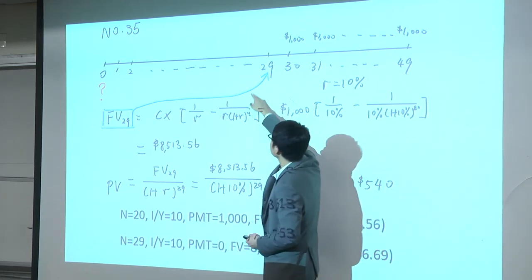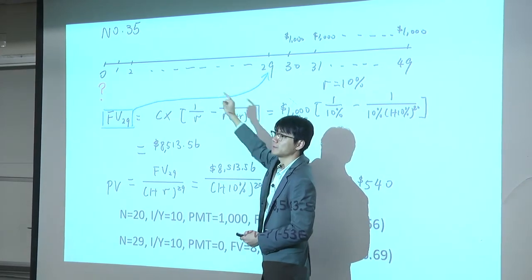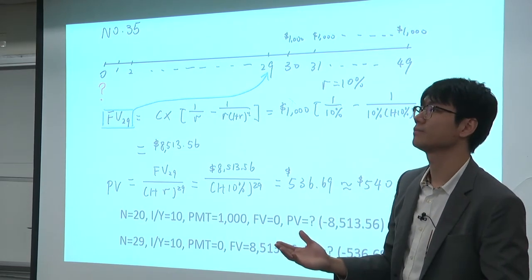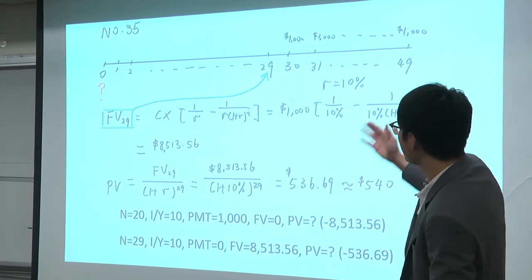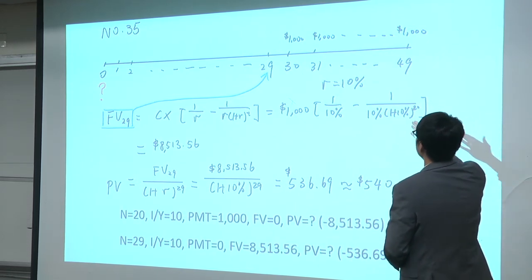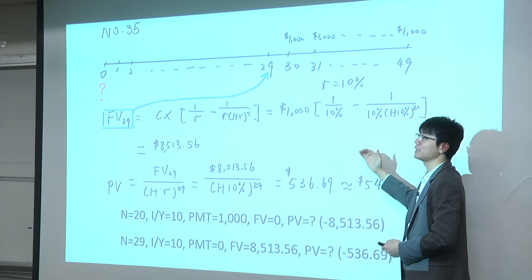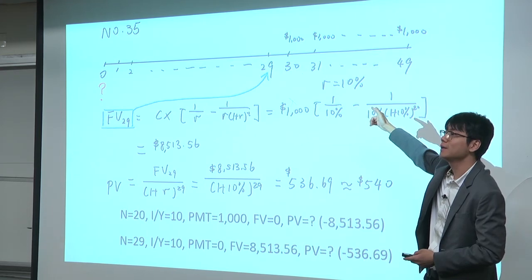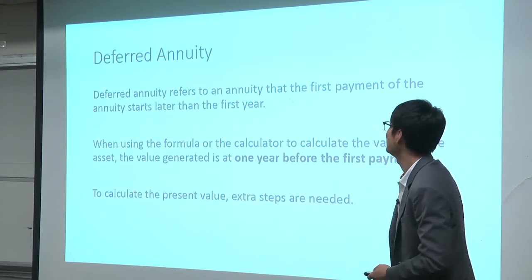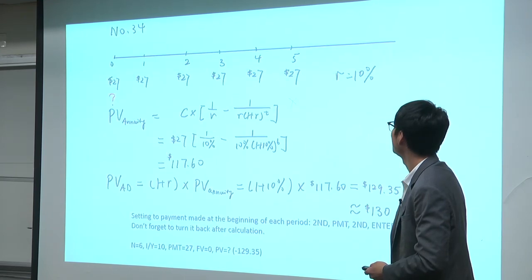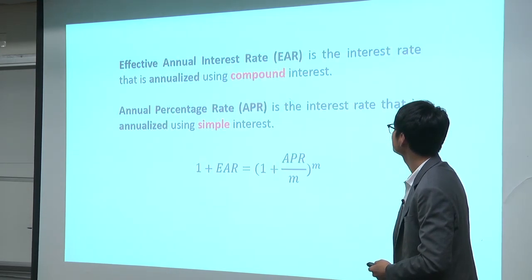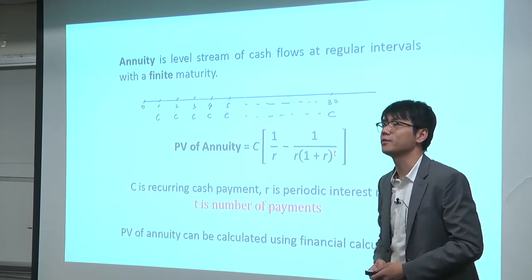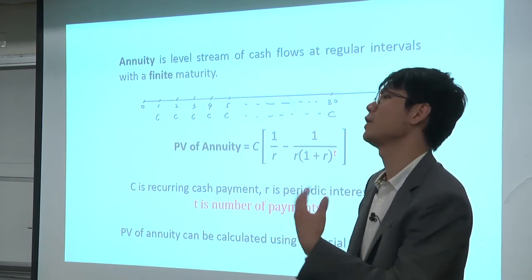Once you know that this value sits here, what do you do to bring it to the present? You discount it for 29 years. So the equation for a deferred annuity does not give you present value automatically. It gives you the value that sits 1 year before the first payment. So why does it give you present value for a standard annuity? Why does this equation give you the present value when it's standard?